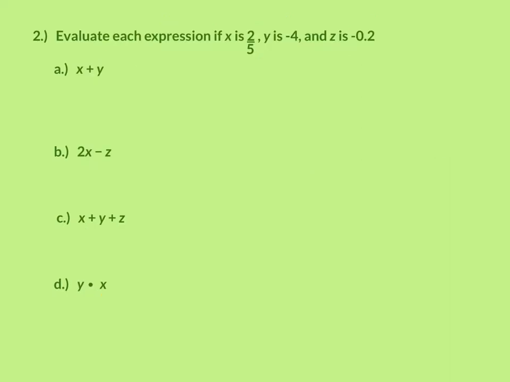Easy peasy. Next, evaluate each expression if x is 2/5, y is negative 4, and z is negative 0.2. Okay, so we've got x is 2/5. That is icky. Plus negative 4. Signs are different. Find the difference.